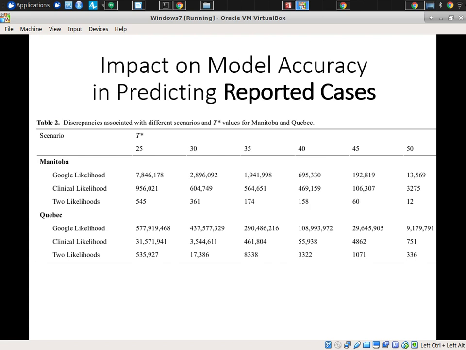Well, for these guys here, it starts to be less dramatic. Two likelihoods together, dramatically better, less discrepancy. It can do vastly better than either of these by orders of magnitude. Quebec, same basic pattern, although the details are different. And interestingly, it had a harder time with Quebec in terms of prediction with two likelihoods. I'm not sure why, but it's still orders of magnitude better.